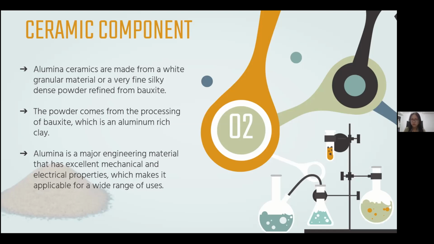And then the other process could involve acidification of the aluminate liquor. It could be drying, also calcination or other treatments of the aluminum, so it could reach a certain percentage of alumina and other components to make a good alumina ceramic. The alumina itself is a major engineering material that has excellent mechanical and electrical properties, which makes it applicable for a wide range of uses.